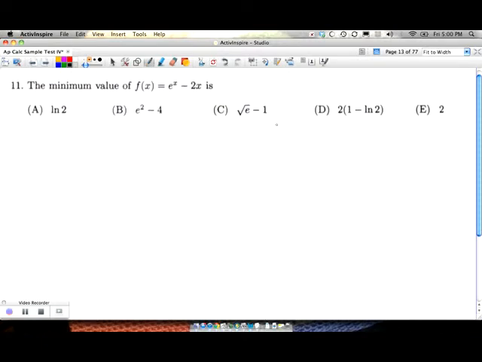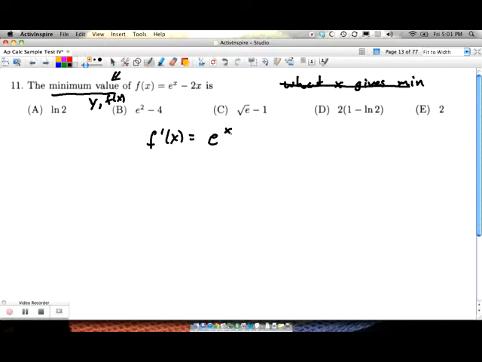Let's look at number 11. The minimum value. Look, it's asking for the value, not what x gives the min. It says what is the minimum value. That means we're talking about the y value, or the f of x part. So we actually got to find where it is, then plug it back in. So that means we got to do the derivative.